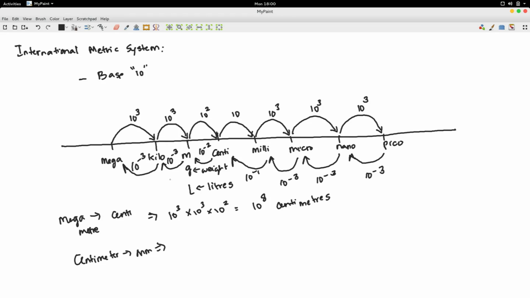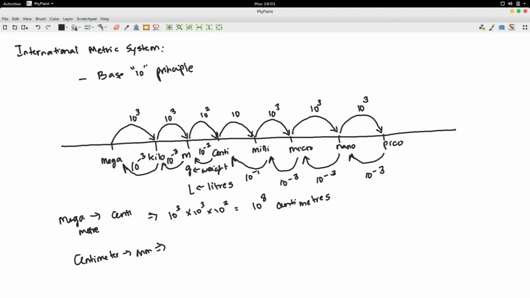So it just goes in powers of 10, and that's why the International Metric System is amazing compared to the US customary system, because the US customary system does not use a base 10 philosophy. But the International Metric System uses the base 10 principle very much so.